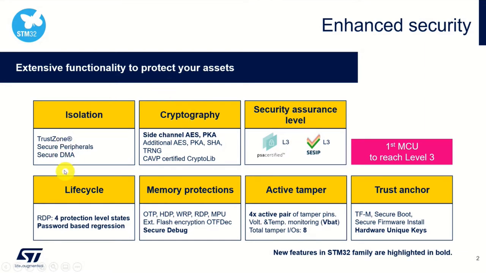All the other features you see on these screens, so the isolation, life cycle, the memory protections, tamper, and the trust anchor, all of those are available on the 575 non-crypto and 585 crypto-based devices. So it's only really the main cryptography features that vary.